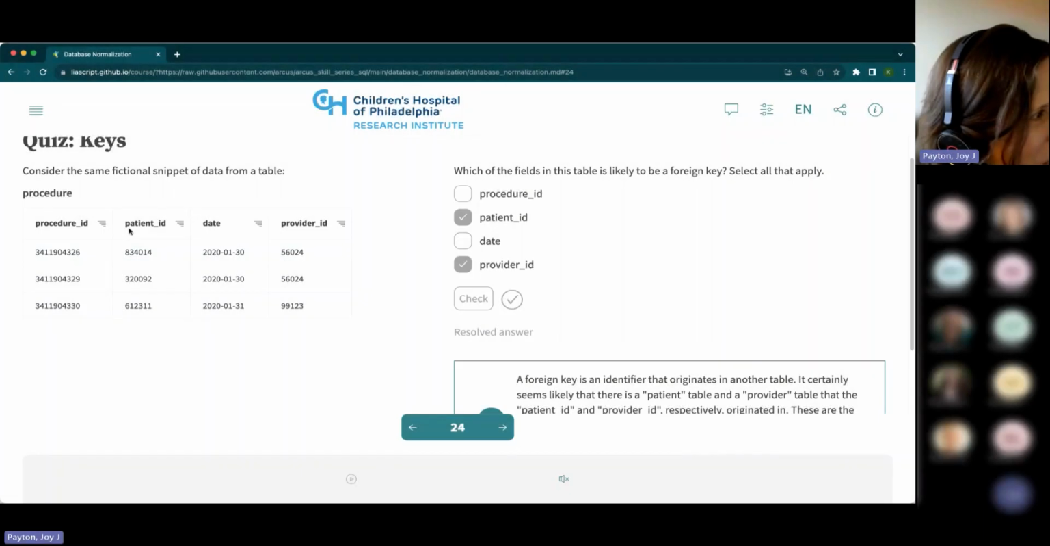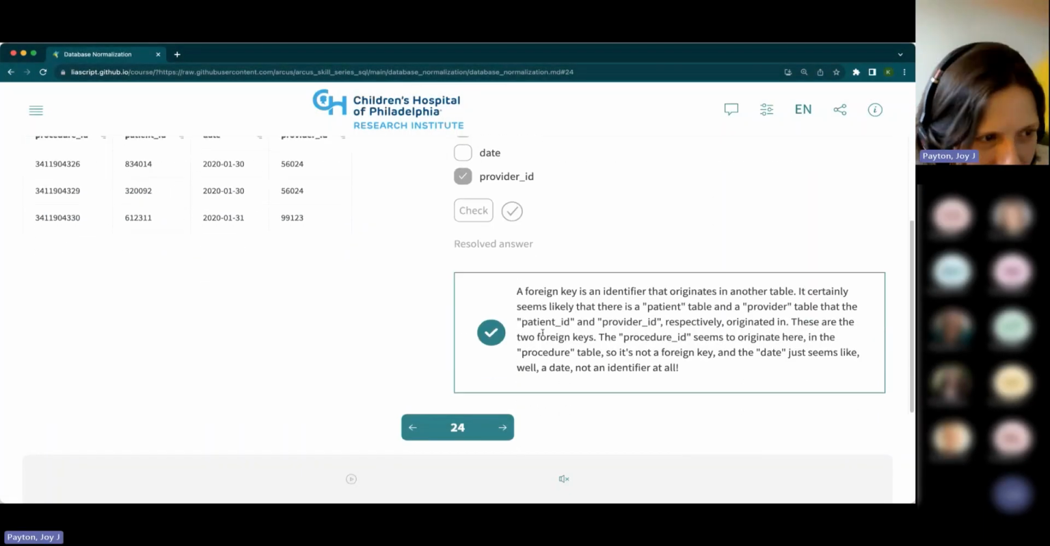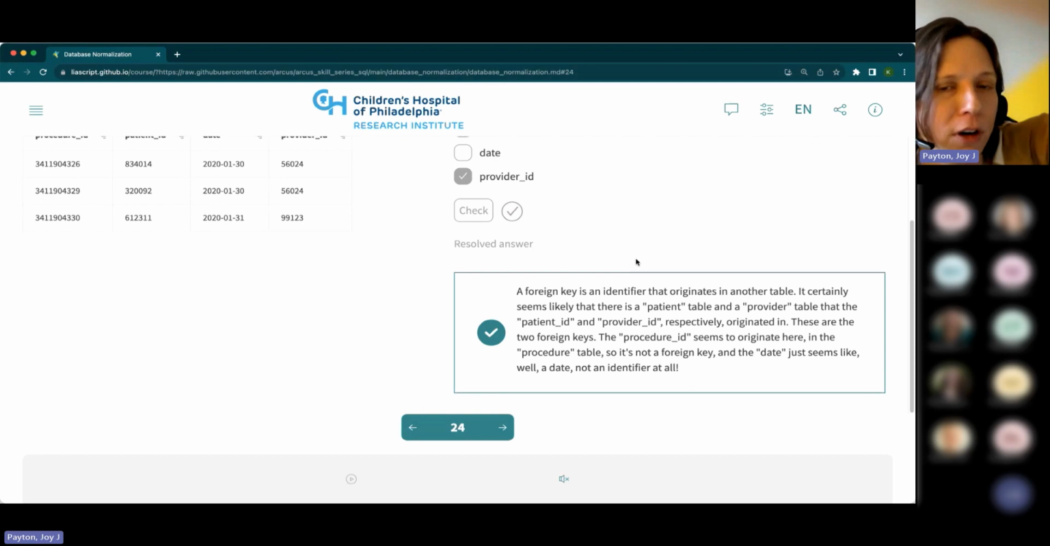And if you guessed patient ID and provider ID as foreign keys, you were right. This seems very likely. Even without looking at other tables, I can just use my logic to say, these are procedures, and it's referring to a patient ID. I bet that patient ID is a foreign key, and it's referring back to some other table that describes patients.